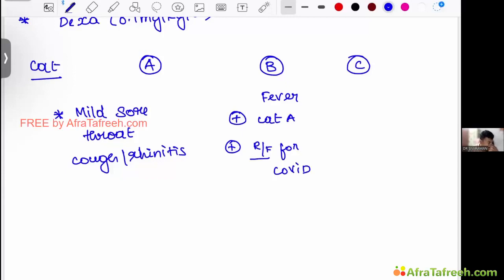So, at what dose is tapering of steroids required? If you are going to give for more than 5 to 7 days, then you have to taper. When you're going to give for more than 7 days, you have to taper. Maximum 10 days, not more than that.